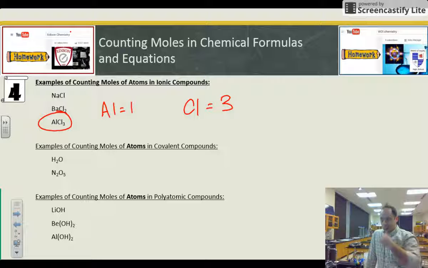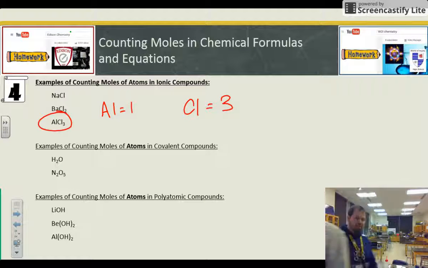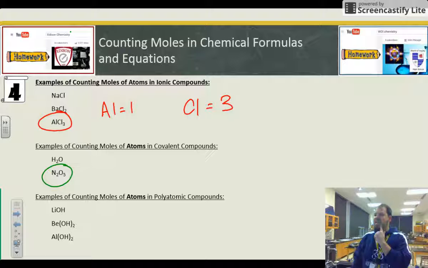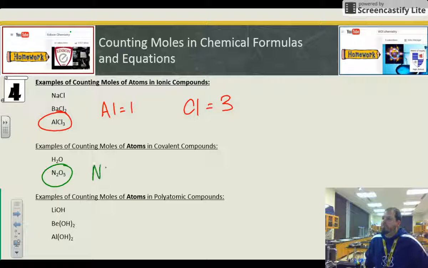I'm holding you to doing NaCl and BaCl2 by yourself. I want to do one. Tag in, tag team. I'm going to do this one, because it looks easy. How many N's? 2, because of the number following it. And 5 oxygens. That's it.